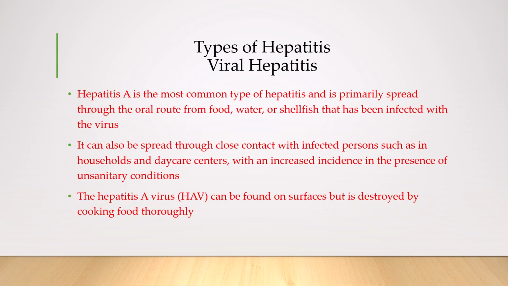So, ladies and gentlemen, please listen up, and then listen up one more time. We are talking about types of hepatitis, and I'm going to start with viral hepatitis. Hepatitis A is the most common type of hepatitis, and it is primarily spread through the oral route from food, water, or shellfish that has been infected with the virus. It can also be spread through close contact with infected persons, such as in households and daycare centers, and has an increased incidence in the presence of unsanitary conditions. The hepatitis A virus can be found on surfaces, but it is destroyed by cooking food thoroughly.